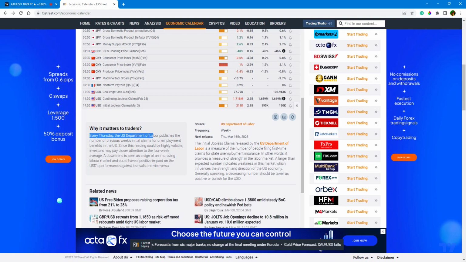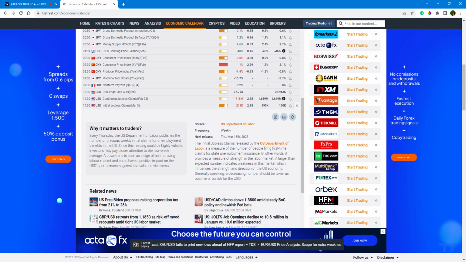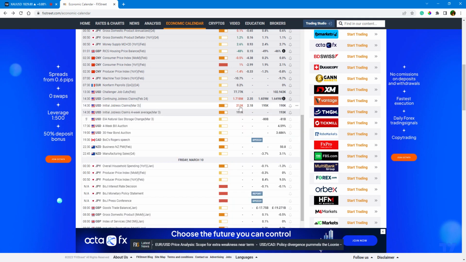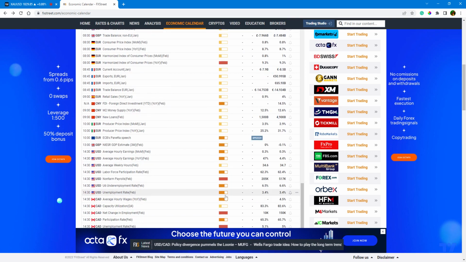Every Thursday, the US Department of Labor publishes the number of previous week's initial claims for unemployment benefits in the US. You can read more on the downside about the effect. However, this is very important. It means that the higher this number, the higher the unemployment rate. And this impacts directly the non-farm payrolls that we are going to have tomorrow.